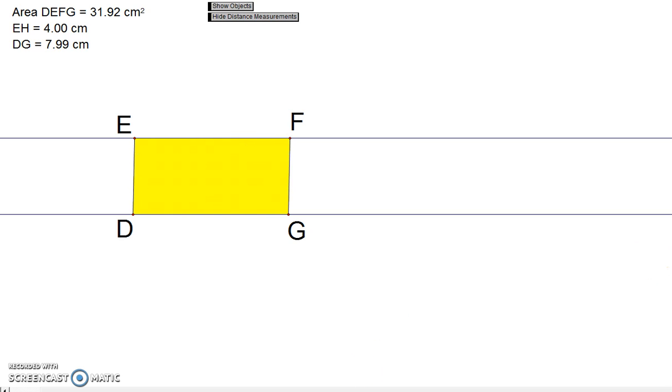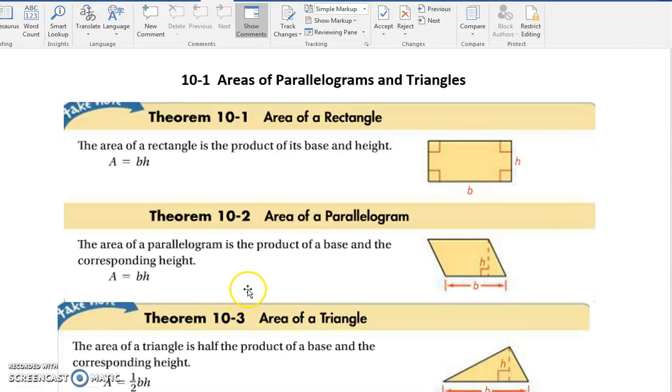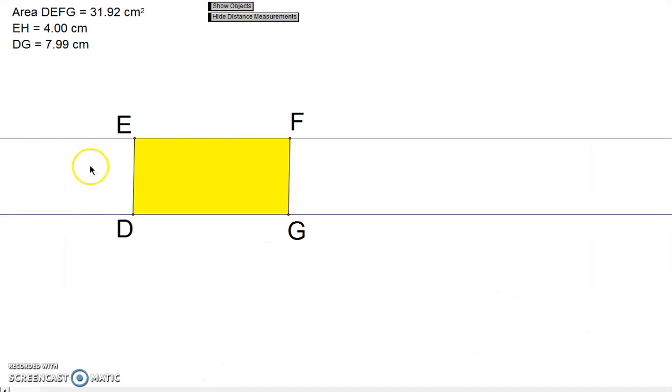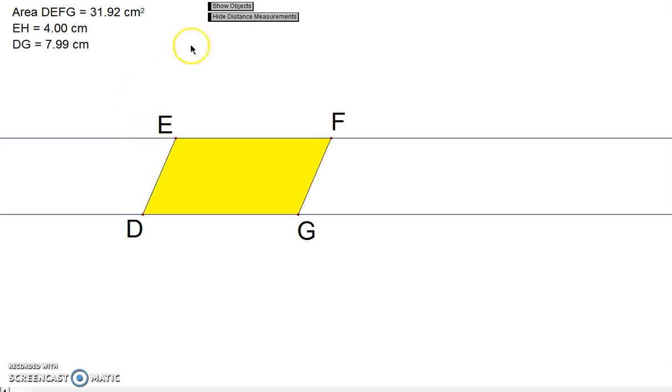So if we go back to our notes, we're pretty familiar with this one. A parallelogram, opposite sides are parallel, has the same basic formula. Still base times height. So again, if I were to change this into a parallelogram now, and I show you this part here, now this is the height.